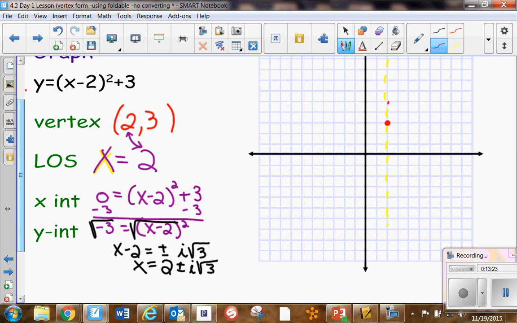Whoa, Miss McGinnis. How do you graph 2 plus or minus i radical 3? How do you put that on the x-axis? You don't. If you have an imaginary solution, that means you will have no x-intercepts because they're imaginary. How do you draw something that's imaginary? You can't put it on there. So when we graph this in a minute, it better not have any x-intercepts. It has no x-intercepts. None.